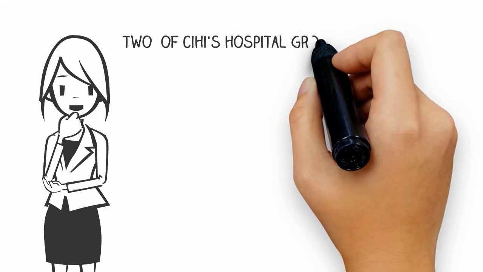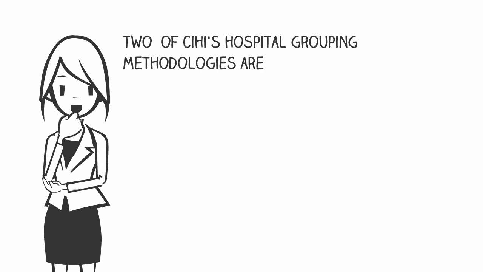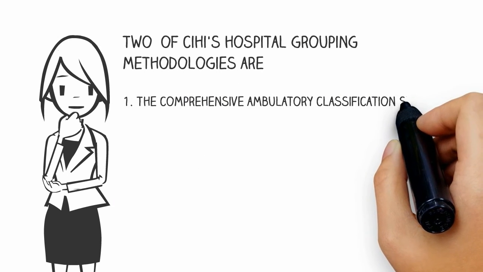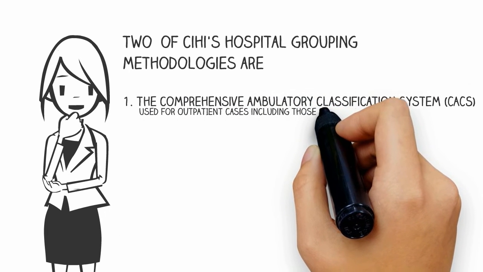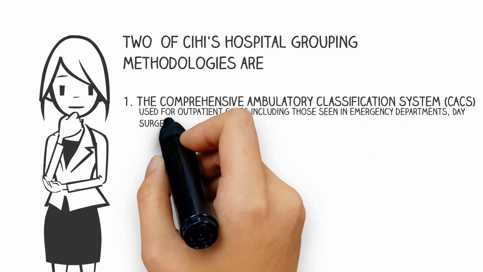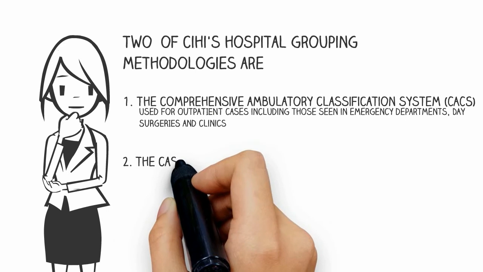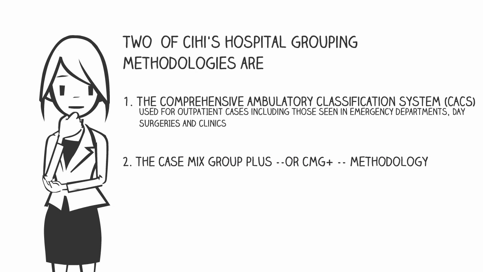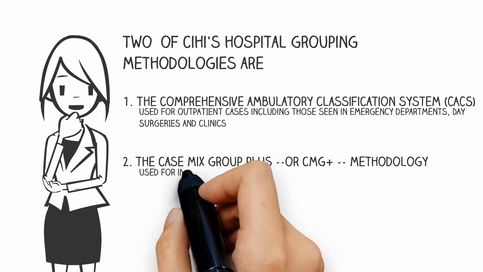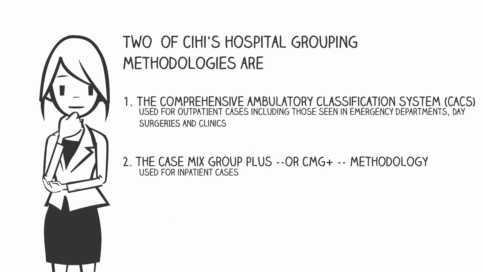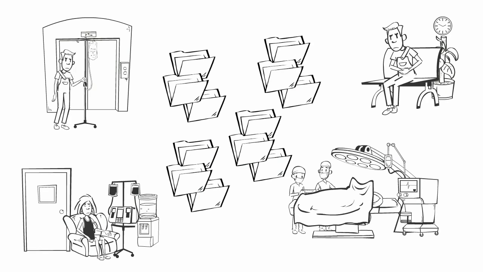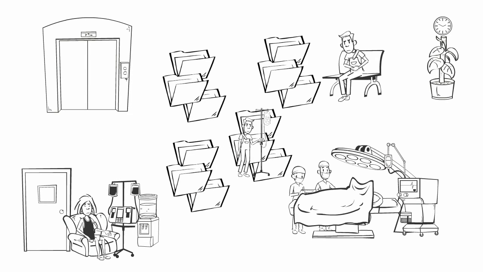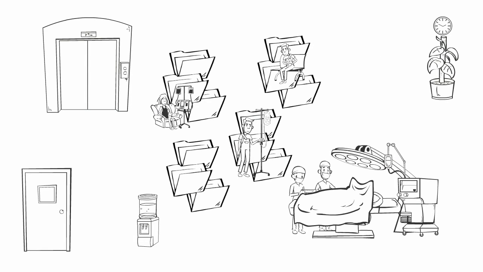Two of CIHI's hospital grouping methodologies are the Comprehensive Ambulatory Classification System, or CACS, that's used for outpatient cases, including those seen in emergency departments, day surgeries, and clinics, and the Case Mix Group Plus, or CMG Plus methodology, that's used for inpatient cases. These methodologies use patient information, such as health conditions and medical or surgical procedures, to assign each case to a case mix group.